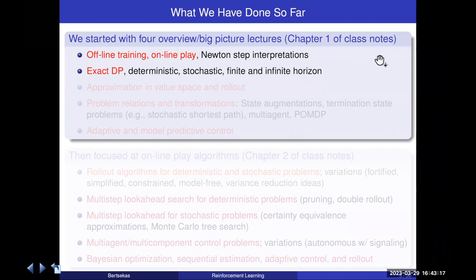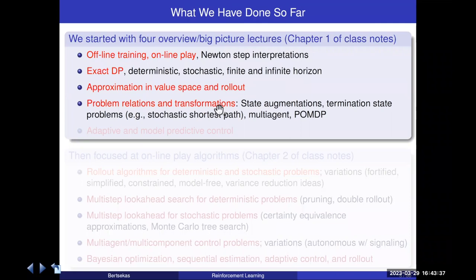Then in these introductory lectures, we placed some emphasis on rollout and approximation in value space. We viewed rollout as part of policy iteration, the very first step of policy iteration. We discussed the problem formulations and transformations.